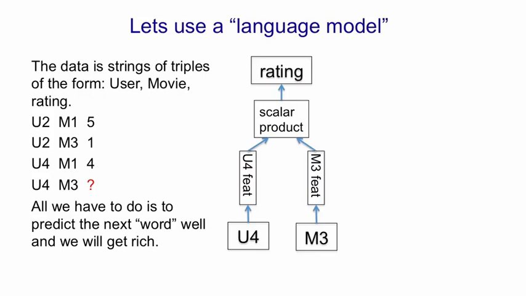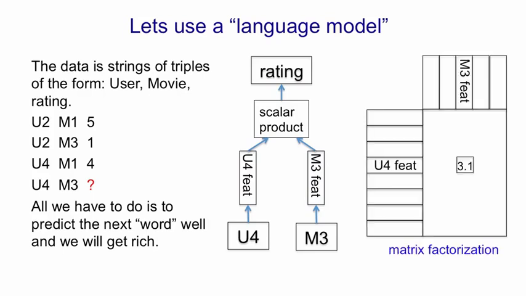Now that's exactly equivalent to doing something else, which is normally called a matrix factorization model. If we arrange the user features down the rows and the movie features above the columns, we can see that if we multiply that matrix of users times features by the matrix of features times movies, then we'll get predictions for the ratings, and it will be exactly equivalent to the language model that's beside it.